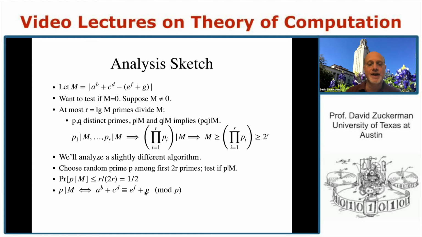Okay, so this corresponds to the algorithm that we were looking at before, except now we're picking a random prime instead of a random number among the first so many numbers. And this can all be done in randomized polynomial time. Okay, so that's a sketch of the algorithm.